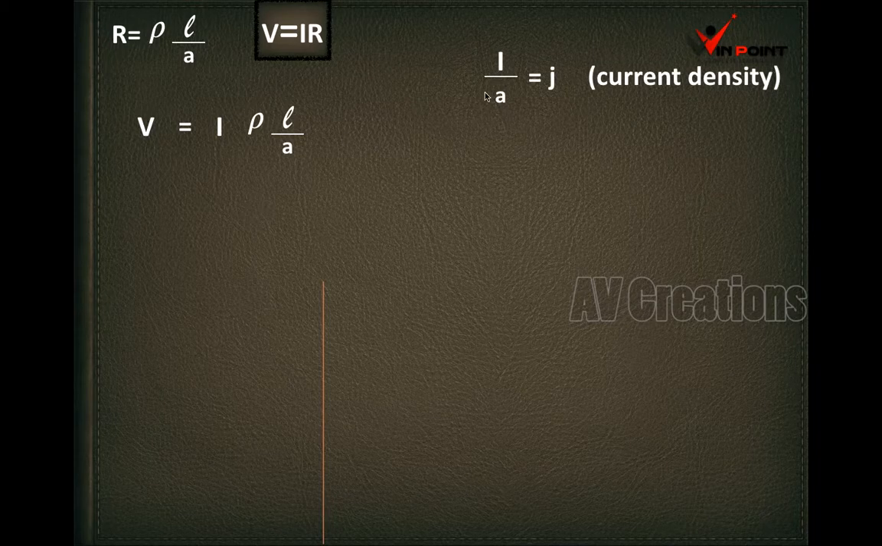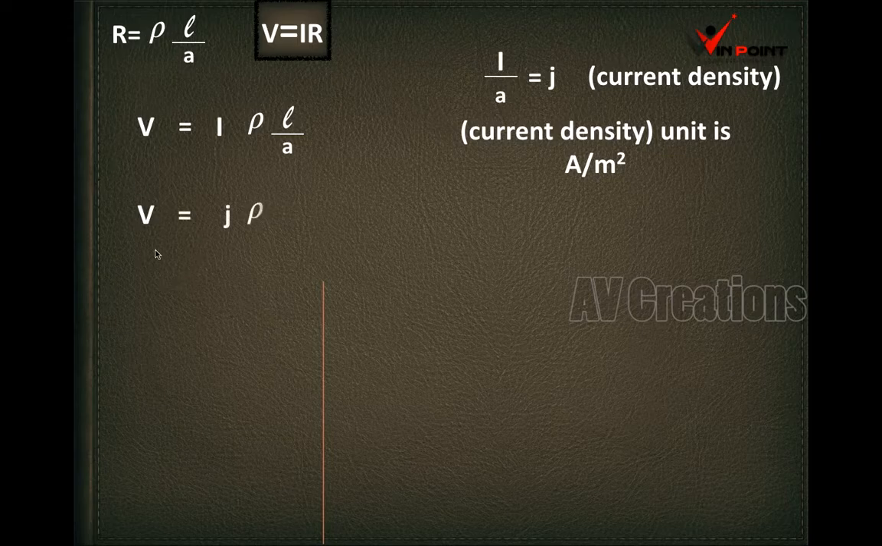And I by A means it is the ratio of current and area. It is known as current density. It's very important. Current density is the ratio of current and area. It is represented by the letter J. So here I and A are there, so we can change this I by A by using this J. So it will be V equal to J into rho L. This I by A replaced by J.